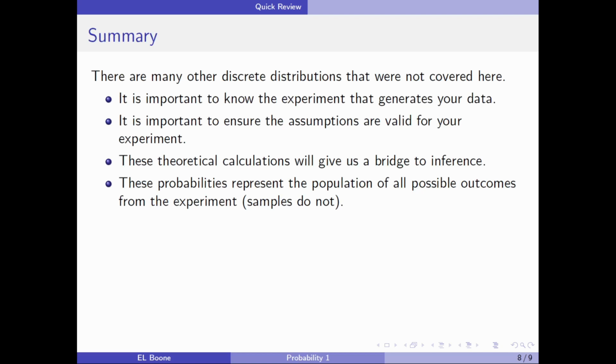All right, so there are lots of other distributions we did not cover. But what I'm trying to get across is it's extremely important for you to know the experiment that generates your data. Okay, a lot of people don't know this. They just assume that it comes from something. Okay, know what the mechanism is that generated your data, because that will help your analysis later when you do the statistics side of things. It's important to make sure that your assumptions are valid for your experiments, and a lot of times they're not.